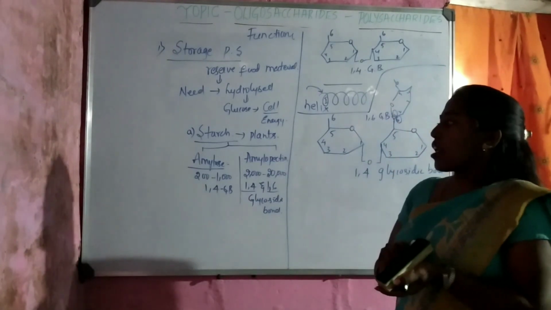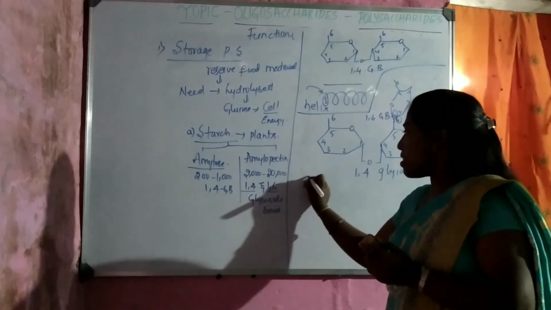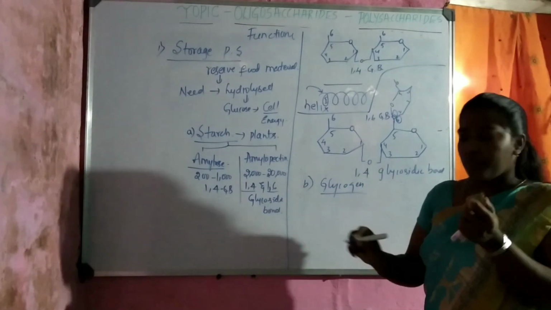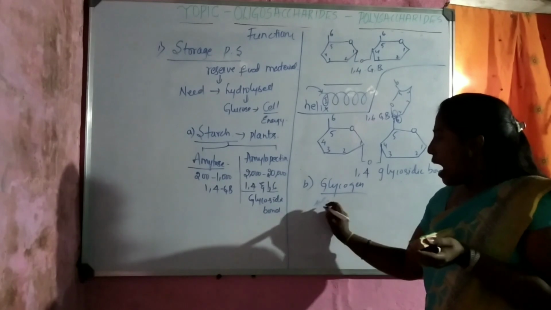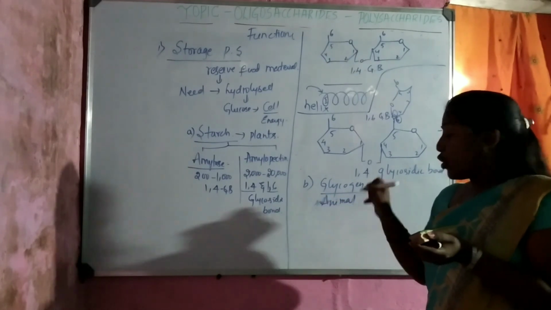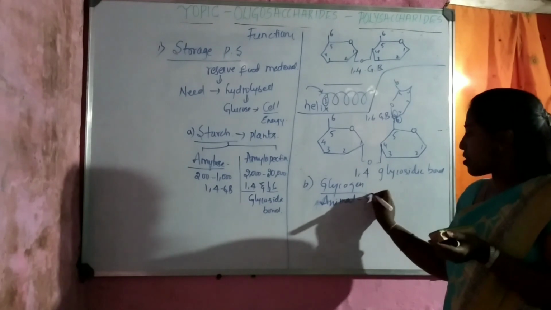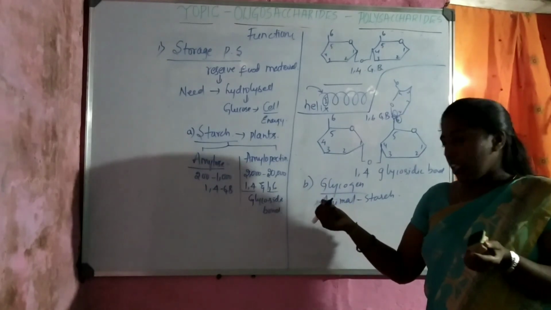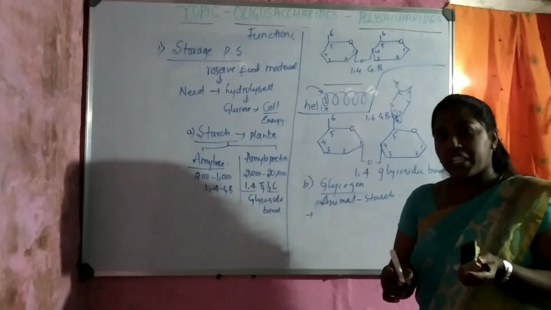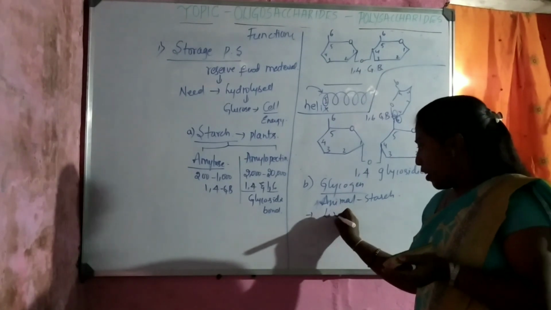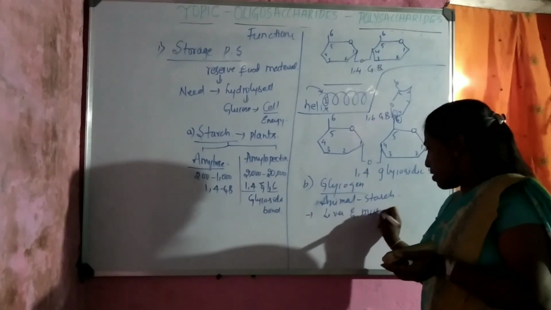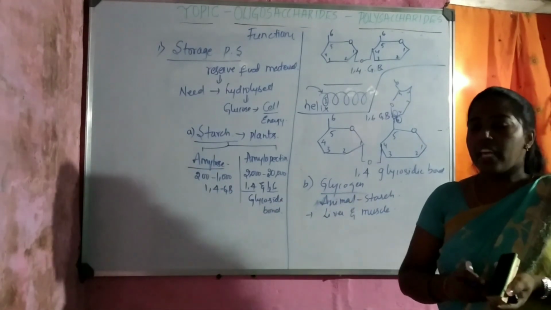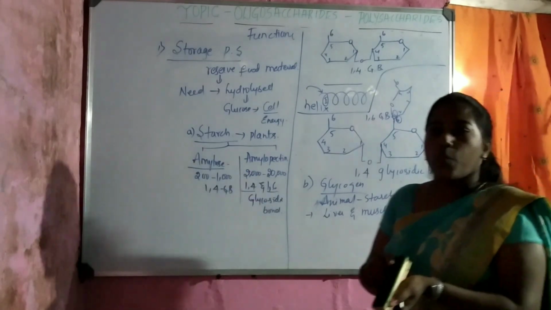The next storage polysaccharide is glycogen. Glycogen is a reserve food material in the case of where? It is found as a reserve food material in animals. Due to that, it is also called animal starch. Glycogen is found in the liver as well as in the muscles. When there is a requirement, the glycogen is broken into glucose and used as energy. So this is regarding the storage polysaccharides.